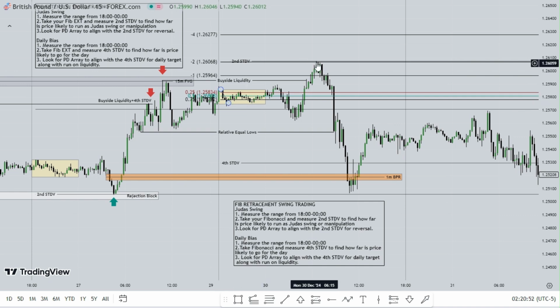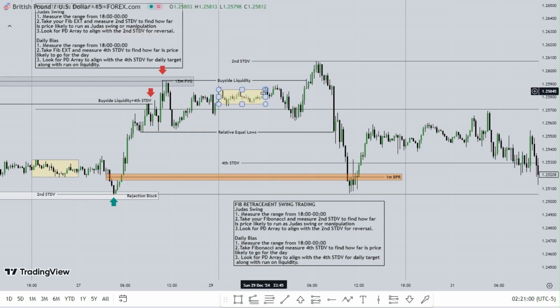So here we have the price that's just run to the second standard deviation, which is a turtle soup. In our mentorship, we explain more about how to trade a turtle soup because if you can see here, we have this previous day high here, which was the range high. Now the price has taken out this high here as a Judas swing. Traders are probably thinking the price is going to go higher, but no, the price is going to the second standard deviation before it can give the initial bias of the day.